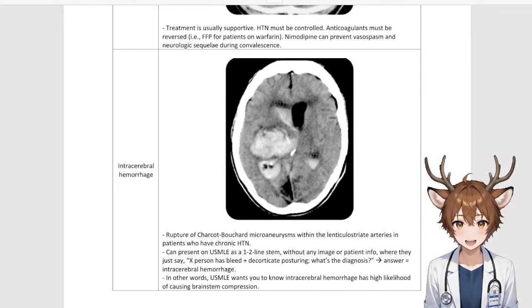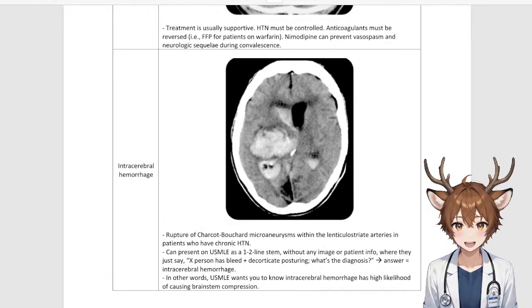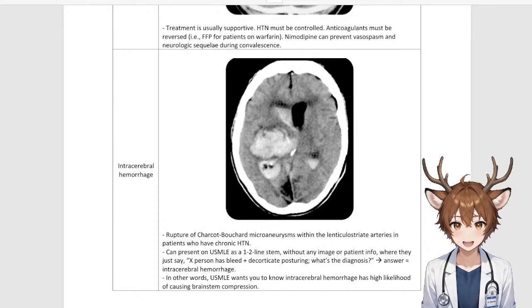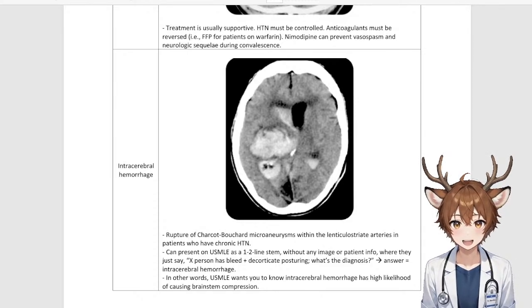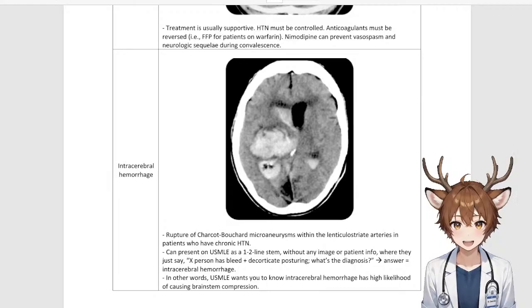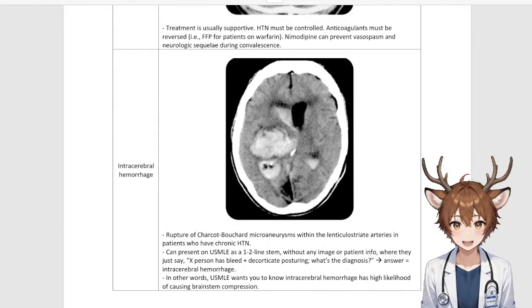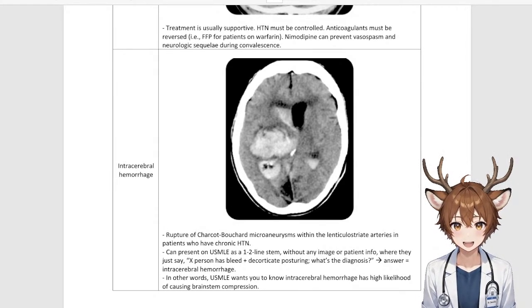Well, this is interesting. Intracerebral hemorrhage: rupture of the Charcot-Bouchard microaneurysms within the lenticulostriate arteries in patients who have chronic hypertension. It can present on USMLE as a one to two line stem without any image or patient info. Let's just say X person has a bleed plus decorticate posturing. What's the diagnosis? The answer should be intracerebral hemorrhage. In other words, USMLE wants you to know that intracerebral hemorrhage has a high likelihood of causing brainstem compression.